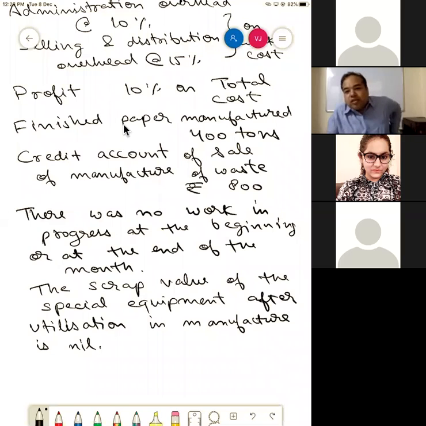Okay, from this question, we have to prepare a cost sheet. Now, cost sheet is the sheet in which we show the direct material, direct labor, direct expenses, and then we arrive at prime cost. And once we add work overhead in prime cost, we get work cost. And for arriving at work cost, we subtract sale of waste.